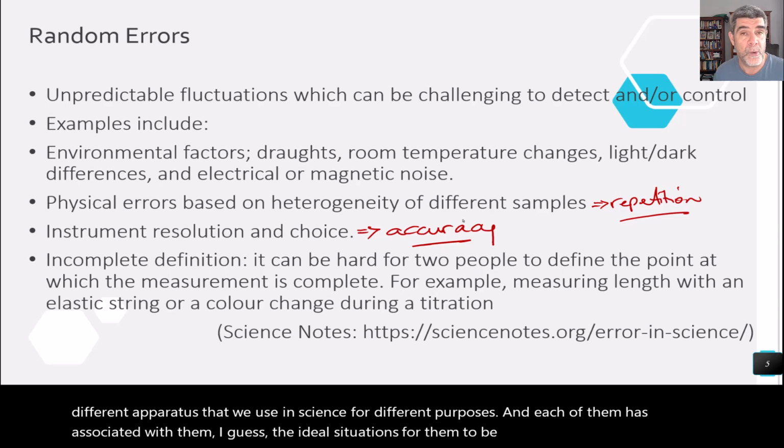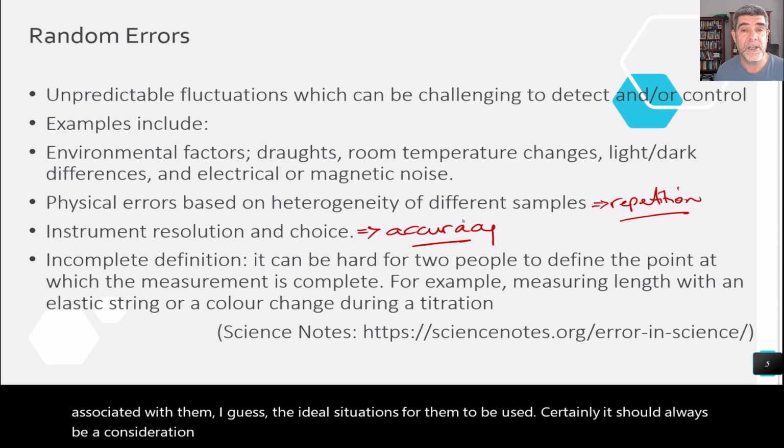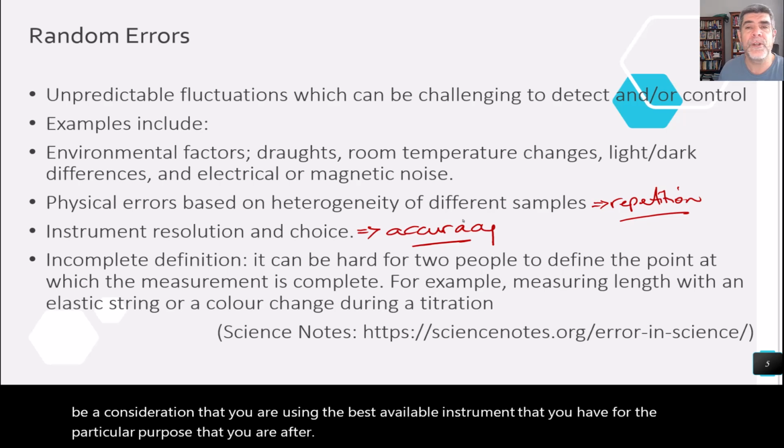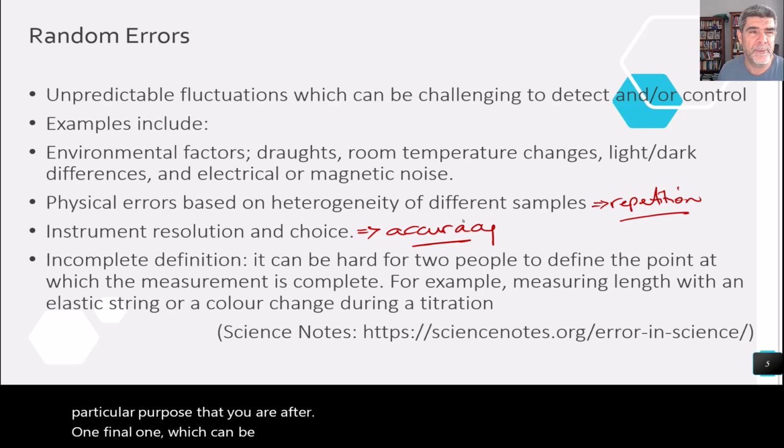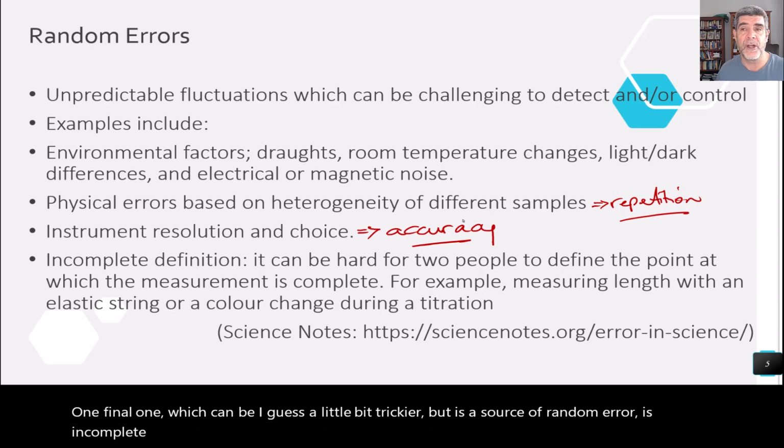Certainly, it should always be a consideration that you are using the best available instrument that you have for the particular purpose that you are after. One final one, which can be, I guess, a little bit trickier, but is a source of random error, is incomplete definition. So this is where people are individuals.